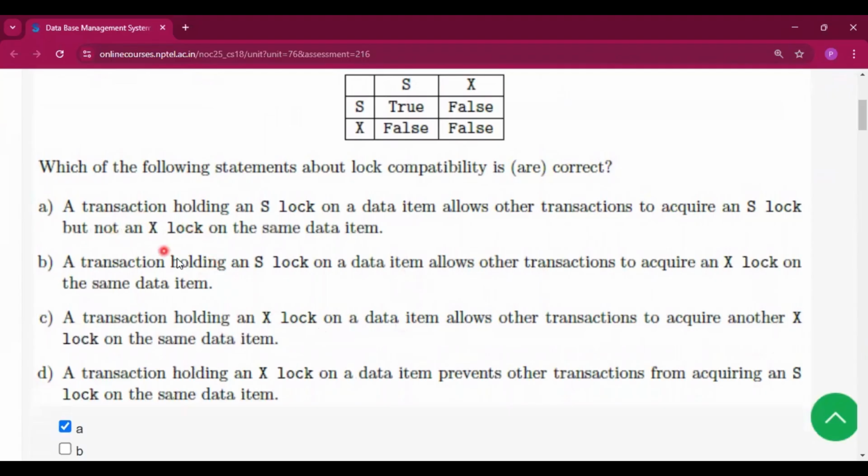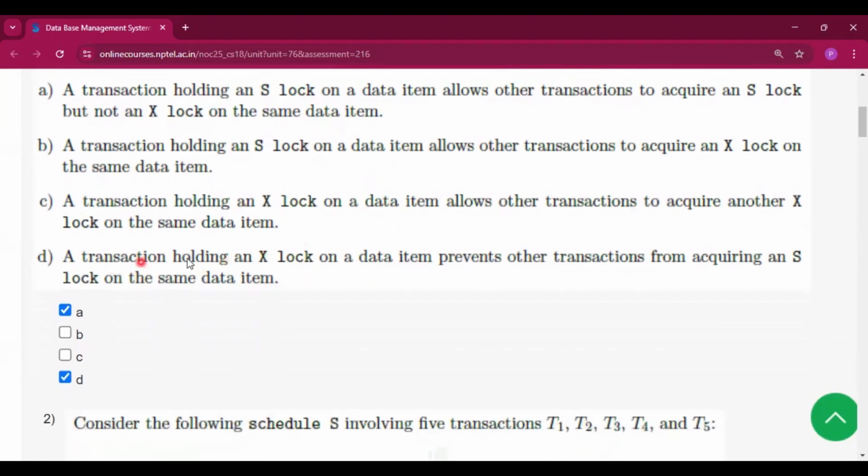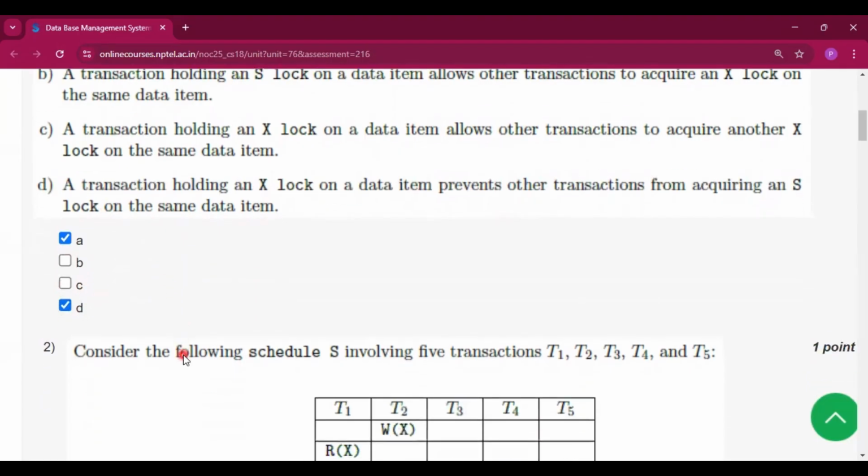Now we have to remember two things: a transaction holding an S lock on a data item allows other transactions to acquire an S lock but not an exclusive lock on the same data item. On the other hand, a transaction holding an exclusive lock on a data item prevents other transactions from acquiring any shared lock on the same data item. So option A and option D will be the answer of question number 1.